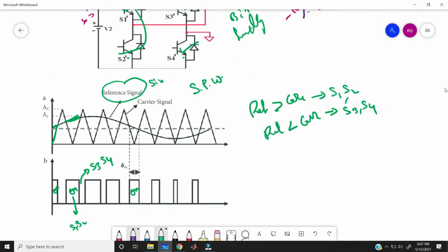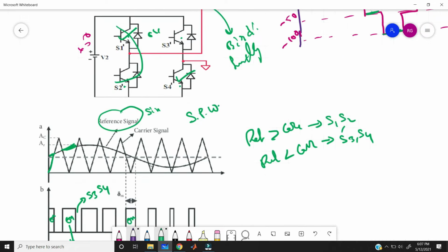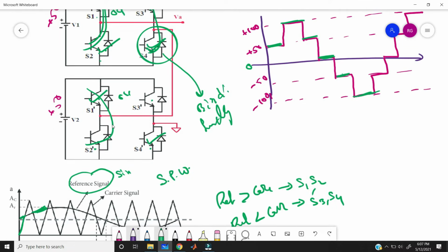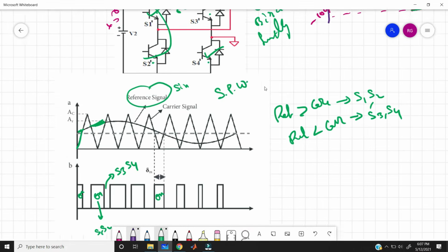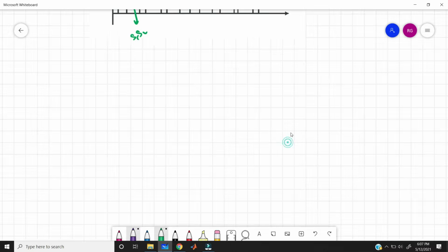Okay, here we are taking only 4 switches, right? But what about the below H bridge? Here we are using only this carrier wave and reference wave to turn on and turn off only 4 switches. Then what about this below figure, this below H bridge? For that purpose we need to modify this pulse width modulation. Okay, that's why I am taking the level shift pulse width modulation.